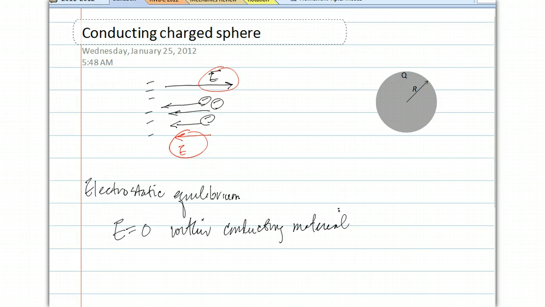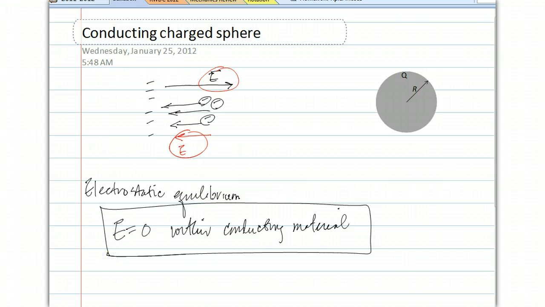The charges within the conducting material will redistribute in such a manner that the new redistribution of charges will cancel any electric field that is present. So the electric field within a conducting material is always equal to 0. Well, what effect does that have on the charges of this sphere? Well, let's apply Gauss's law to this charged conducting sphere of radius R.